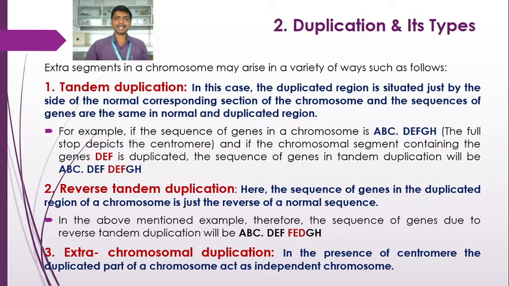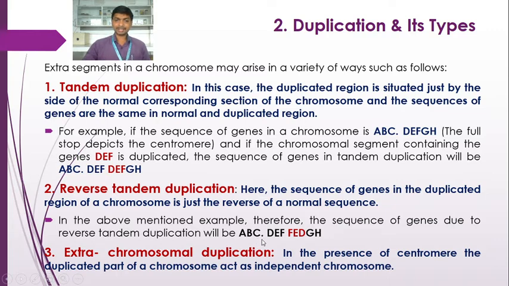The third type is extra chromosomal duplication. In the presence of a centromere, the duplicated part of the chromosome acts as an independent chromosome. So when the duplication of the chromosome occurs along with the centromere, the duplicated part acts as an independent chromosome. Suppose in the above mentioned example, the duplicated region consists of the gene sequence C, full stop, D, E, F, G, H. So this segment has been duplicated.